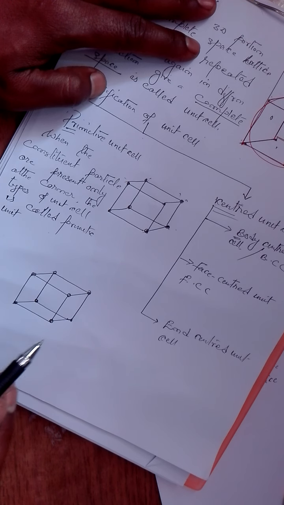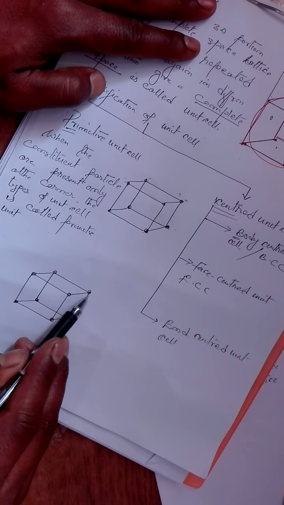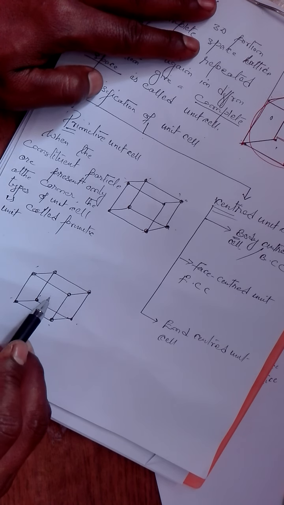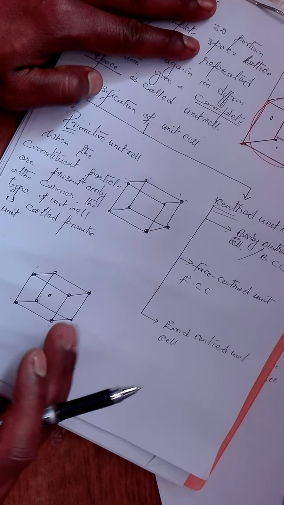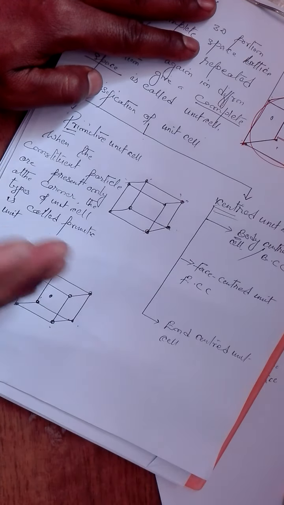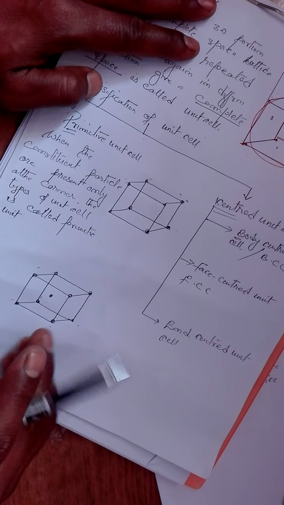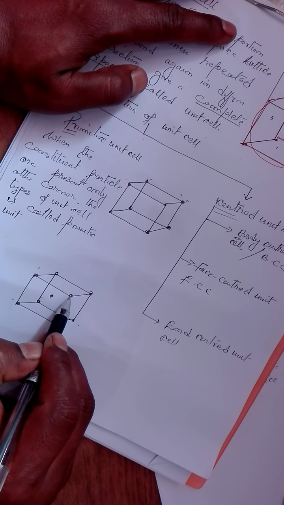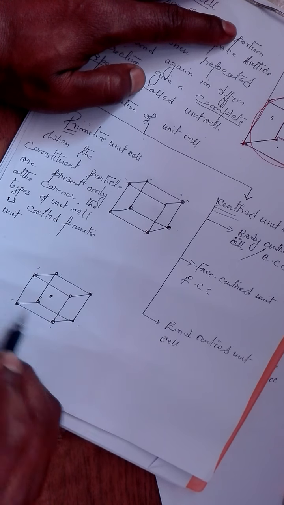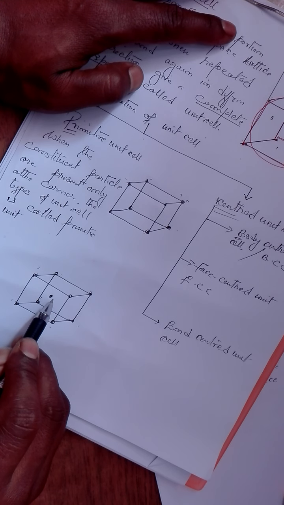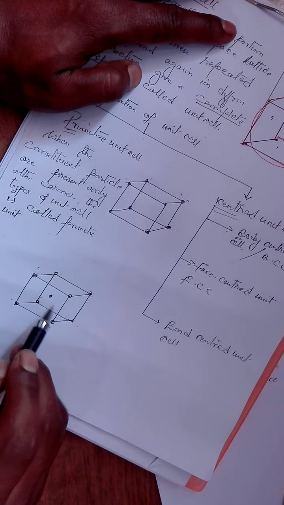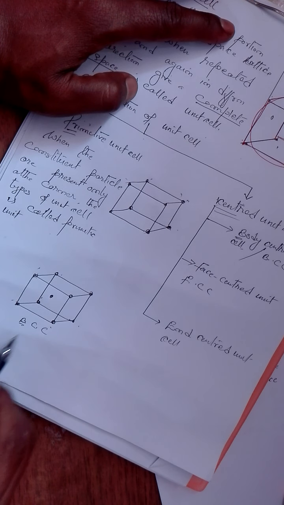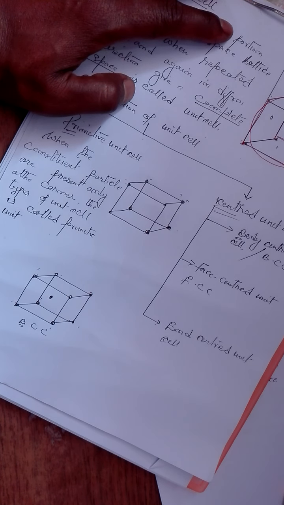But if the unit cell that I have, apart from the constituent particles present at the corner, also contains one constituent particle within the body. Remember, not on this face, not on that face, nor this face. Actually, it's present inside that cube, within the body, apart from the constituent particles at the corner. If it contains one constituent particle within the body, that type of unit cell is known as body-centered cubic or body-centered unit cell. You got that?